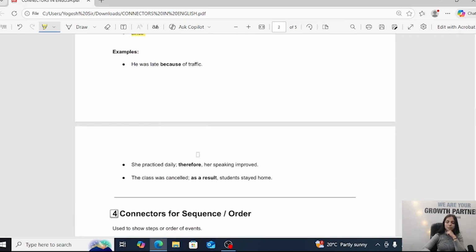Example, he was late because of traffic. So we see that the cause was traffic and the result was that he is late. Next is he practiced daily, therefore his speaking improved. Again, the cause is the daily practice and the result is that the speaking improved. And this is what we suggest to you too.